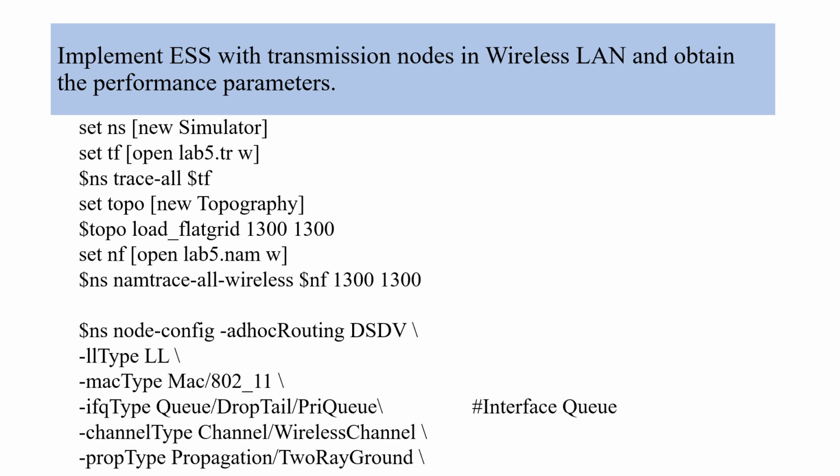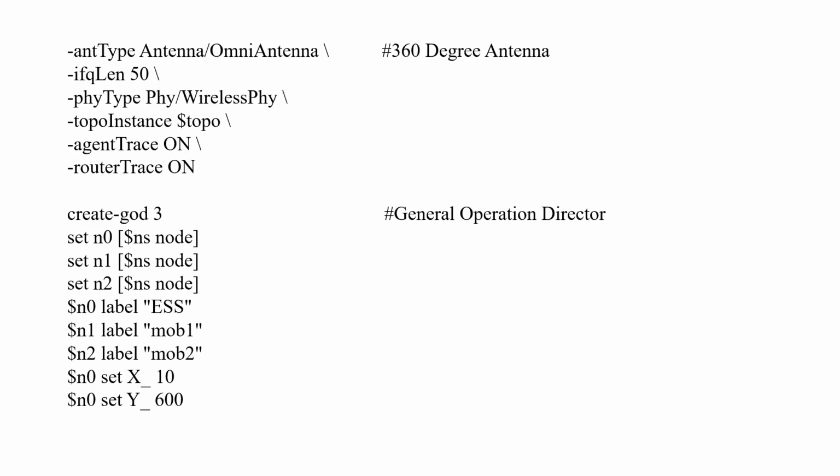How the propagation of the packets will be between the nodes. So two-way ground, that is two-way communication, will take place. After that, you will be setting the antenna type, omni antenna. See, you have unidirectional antenna, bidirectional antenna, unicast antenna, multicast, broadcast.